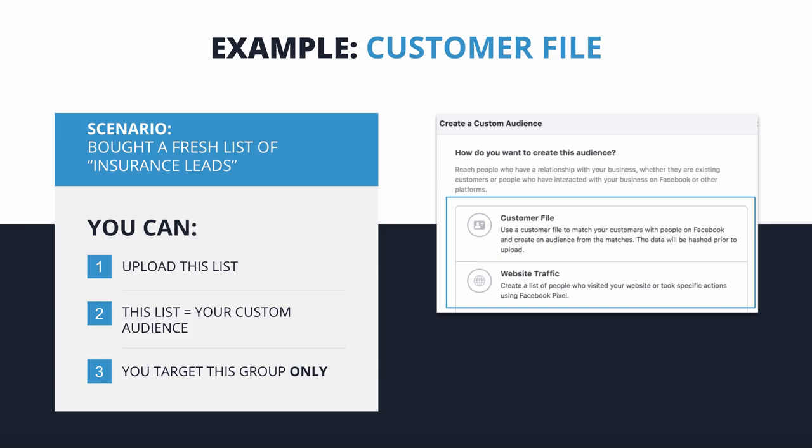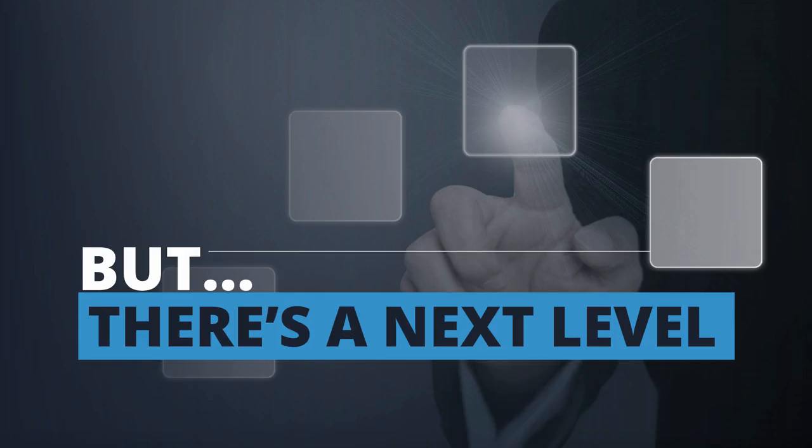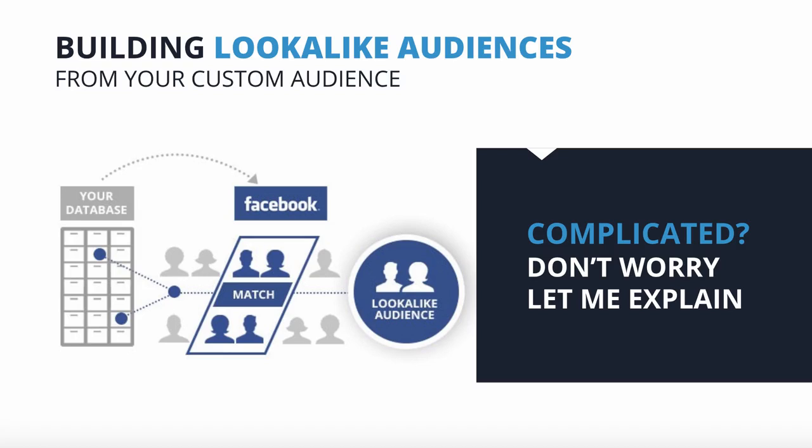To do the lookalike audience, you upload a list of leads. It becomes your custom audience, and you can create a lookalike audience based off of that custom audience. Again, we'll show in future modules how to actually do this. But then you can target these people, and what you're doing is targeting a lookalike audience. So you're targeting an audience that looks like the audience you uploaded, and it's actually a very effective strategy. There's even a next level, which is building these lookalikes from your custom audience.